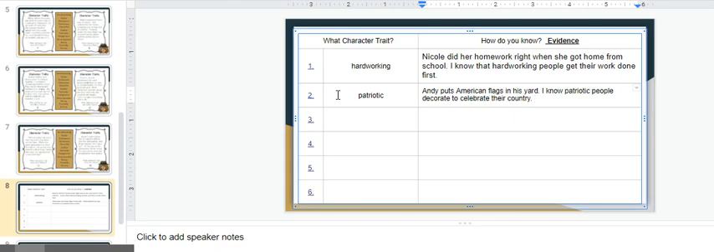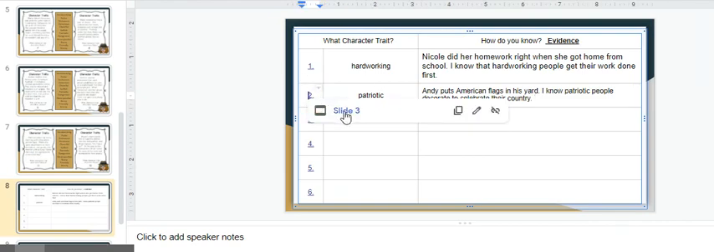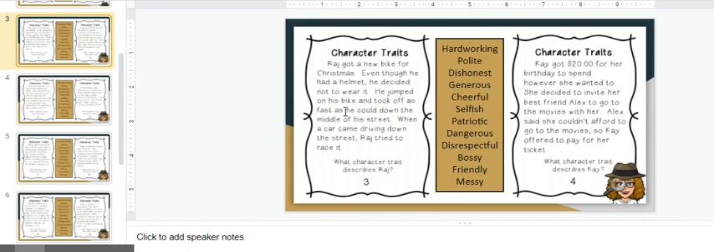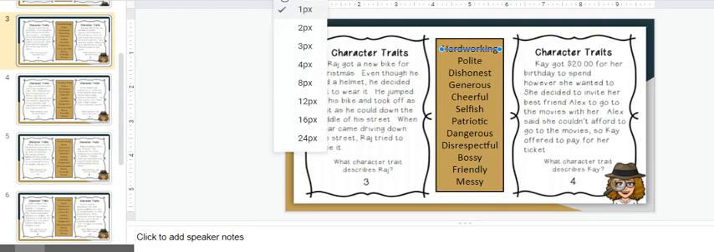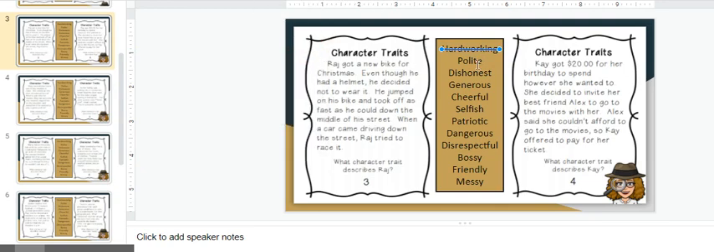Okay. And then to get back, I will click on 2, and that will take me to, there we go, my slide, slide 3. Okay. So we have already used, this is why you don't want to do what I'm doing, because you'd have to do this every single time, and that would be annoying. But we've already used hardworking. And now we have used patriotic also.